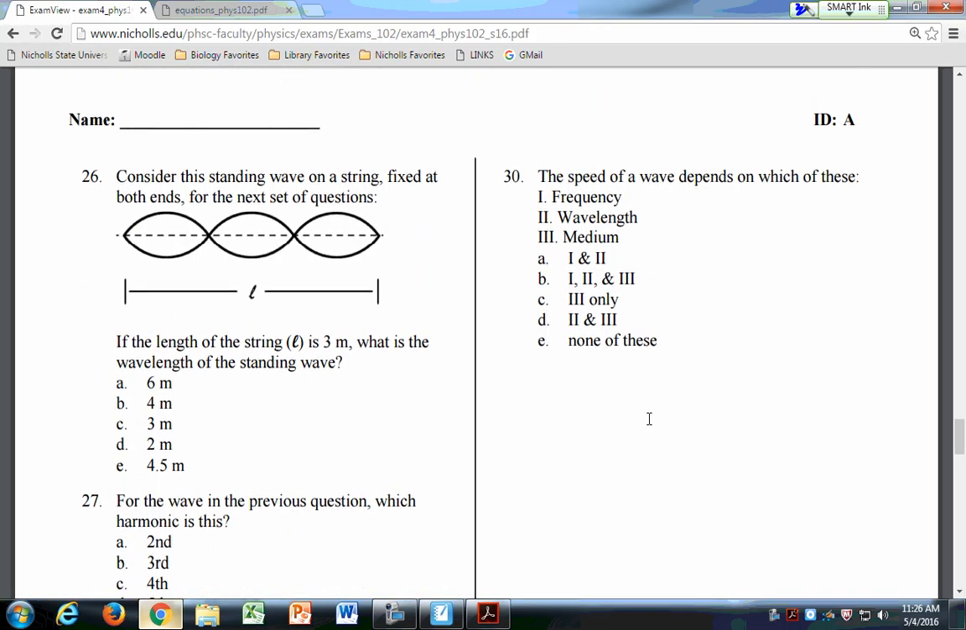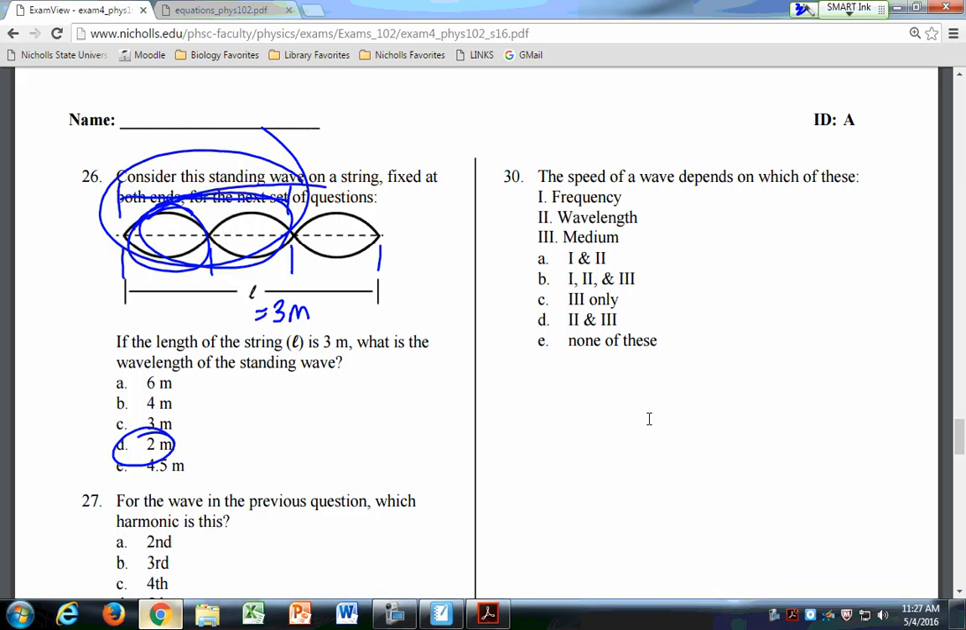Okay, so what is the wavelength of this wave? Well, L is equal to 3 meters. And the wavelength, one full wavelength, goes from here to here, right? So if L is equal to 3 meters, that means each of these increments is 1 meter each. So this has to be 2 meters. So D has to be the wavelength. You follow? And then the harmonic, that's the third harmonic, right? Because this is my first harmonic, and then I add this to be my second, and then this will be my third.